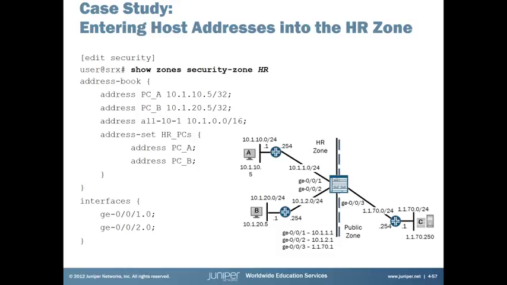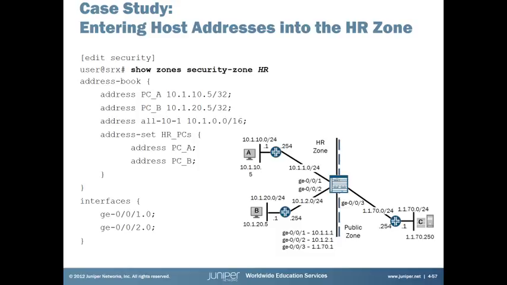So we have got PCA on 10.1.10.5, PCB on 10.1.20.5. They're both /32s, and we've got all, 10-1, and that is 10.1.0.0/16. That takes in the whole of those subnets over there.